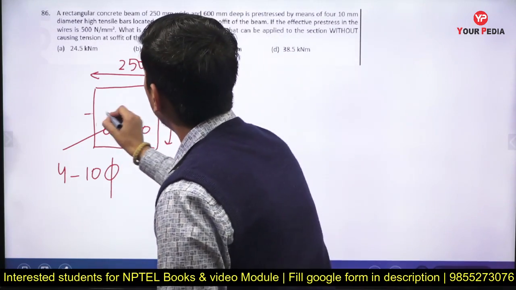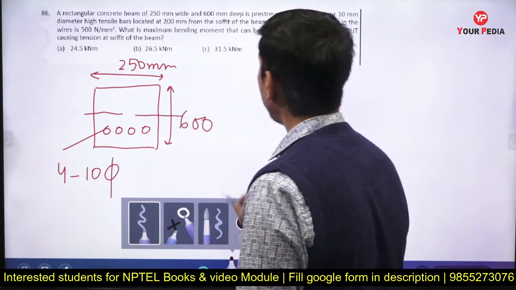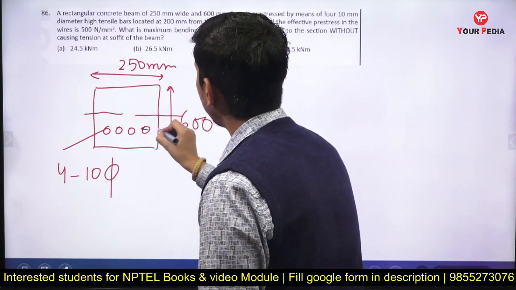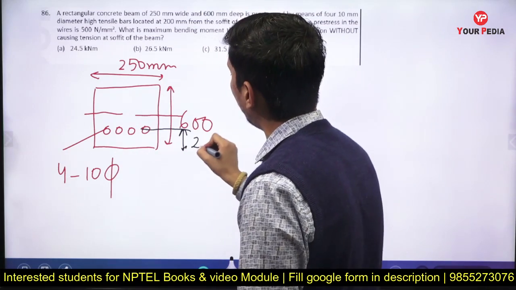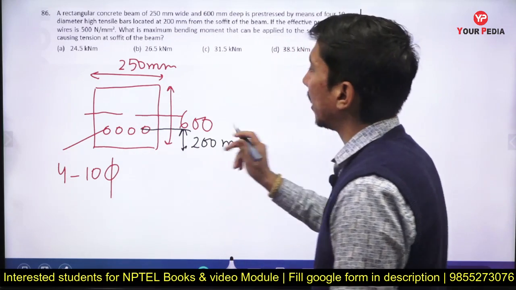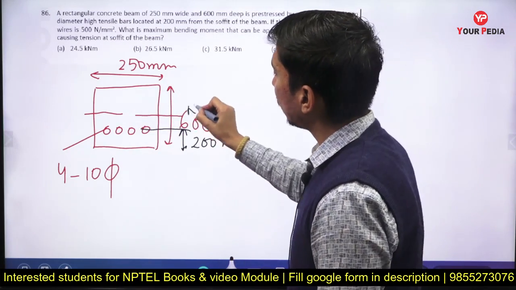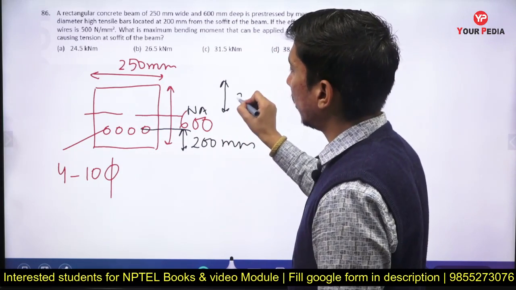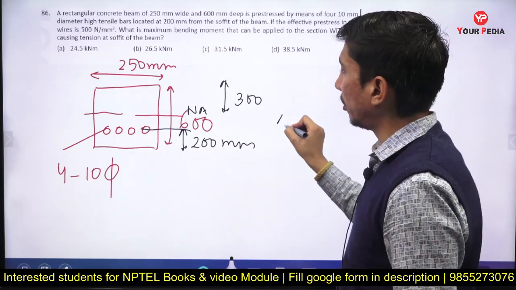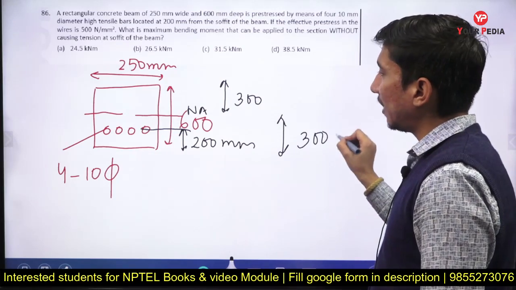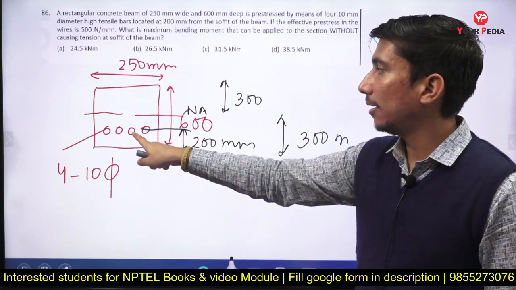These are at a distance of 200 millimeter. So the centroid's distance from the soffit is basically 200 millimeter. So as we can see, the neutral axis will be at a distance of 300 from the top also and from the bottom also. So now can you find the eccentricity of these bars?